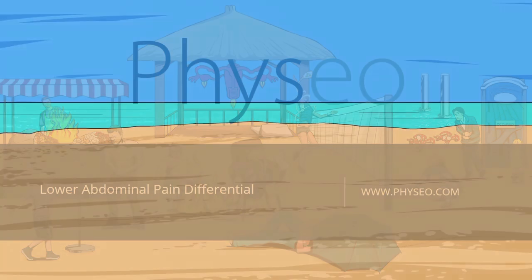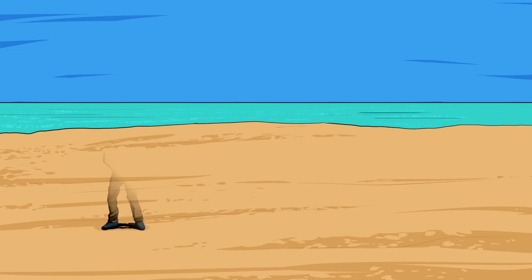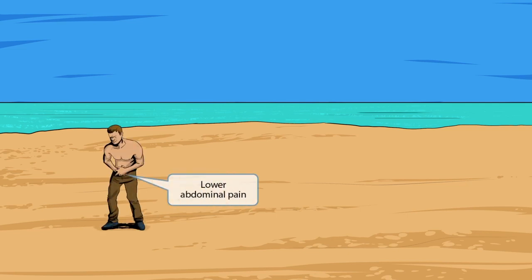Let's get started. This scene will take place at the beach on a nice sunny day. One of the beachgoers doesn't look like he's having a good day at the beach as he clutches his lower abdomen. This man holding his lower abdomen should remind us of lower abdominal pain, which is the focus of our story. But how did our friend get here and why does he have lower abdominal pain?